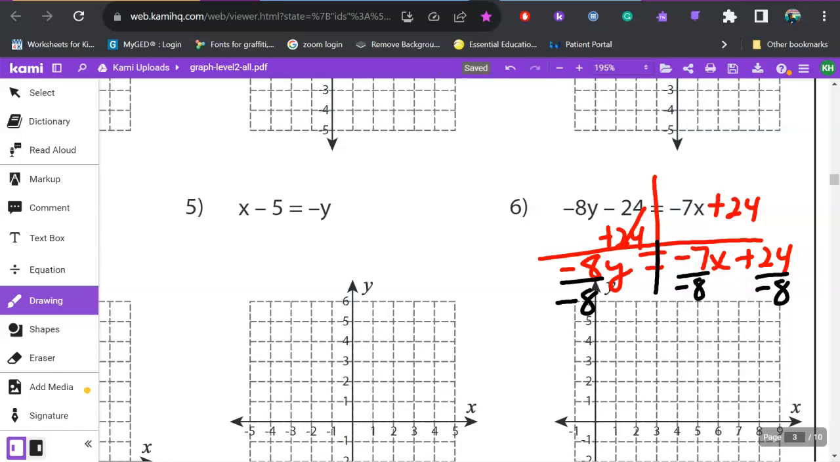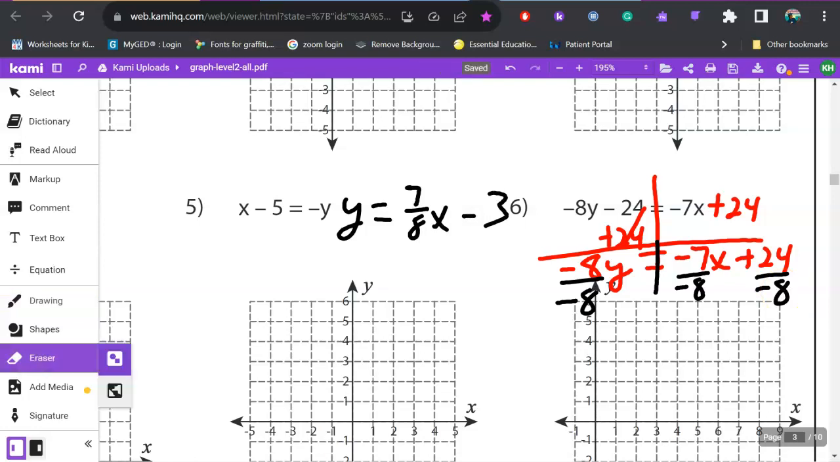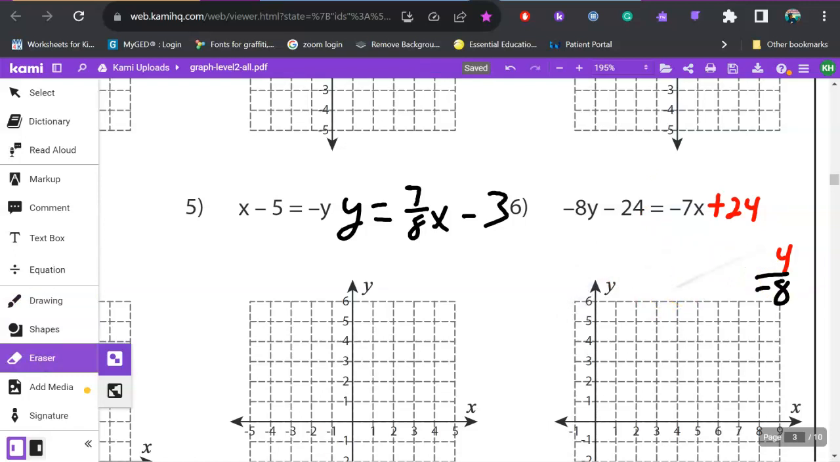When I do that, -8 divided by -8 is going to give me y. I'm going to put it over here. -7 divided by -8, that's not going to reduce anywhere, so I'm just going to keep it. But notice it changed to positive, because a negative divided by a negative is a positive. So that's positive 7 over 8x. And then 24 divided by -8 is going to give me a -3. Now that I can graph, it's already in slope-intercept form, so let me get this out of the way so we can graph.